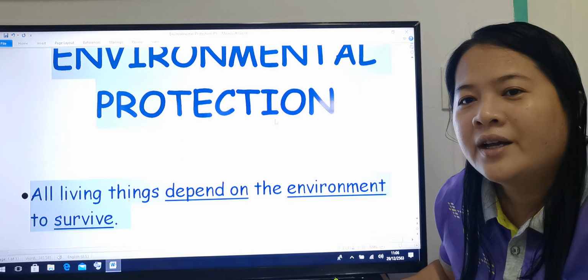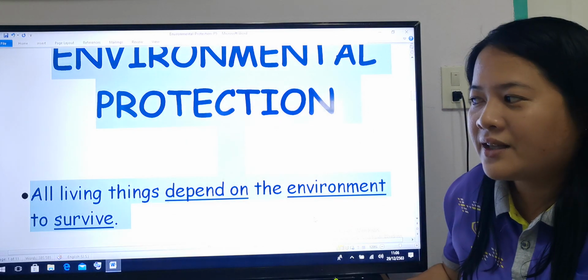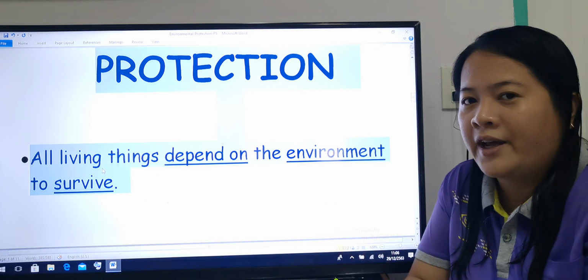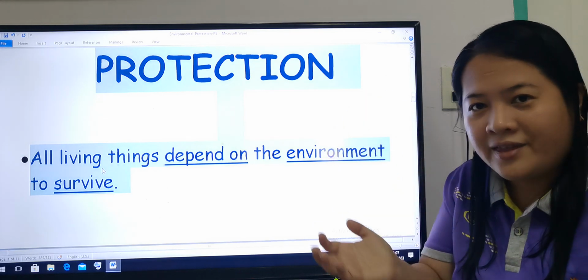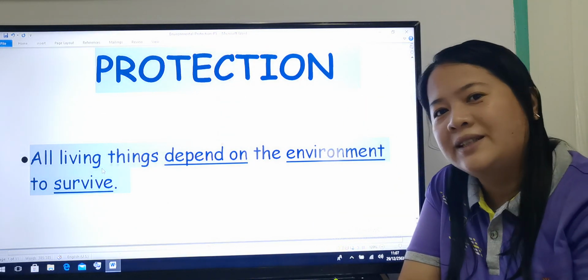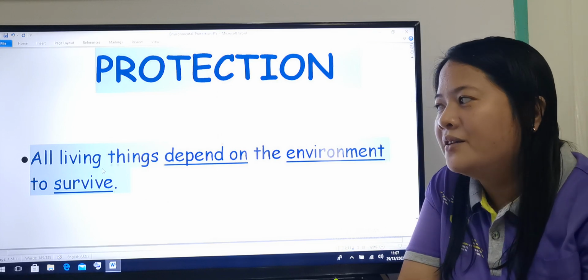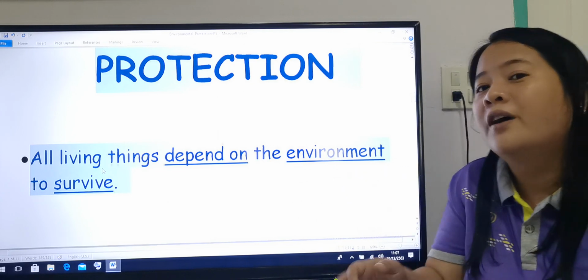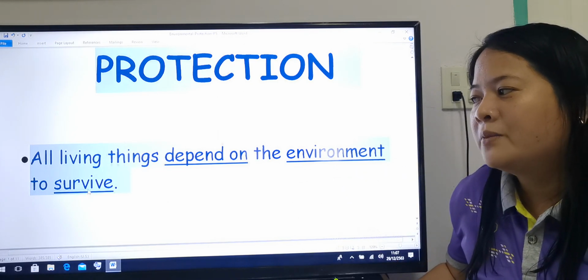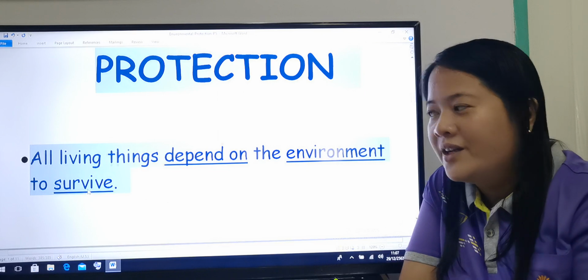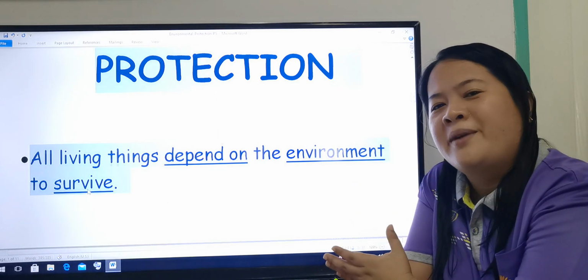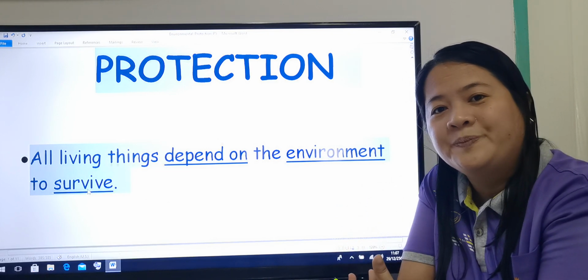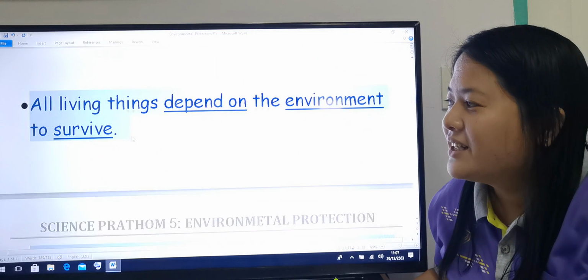Okay, so let's move on. The first thing that we need to understand in this topic is that all living things depend on the environment to survive. We said that environment is everything. So it's the air, the water, the land, the plants, the animals. All of us, all living things need the environment for us to survive, for us to be able to stay here on the earth and live and not die. We need the environment, okay? So we need to take care of it. We need to protect our environment.